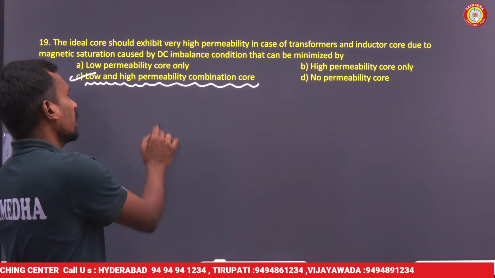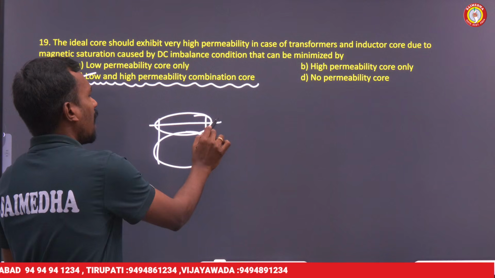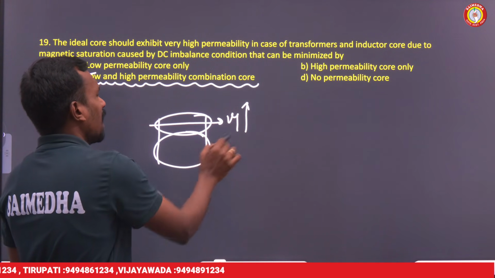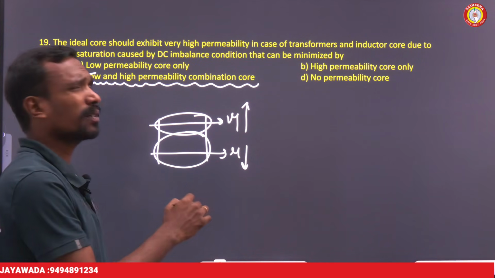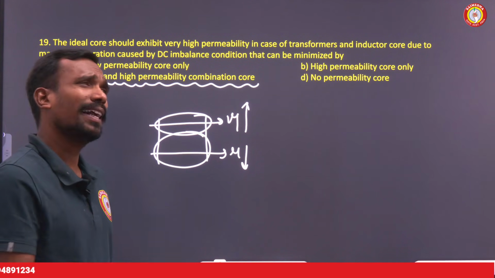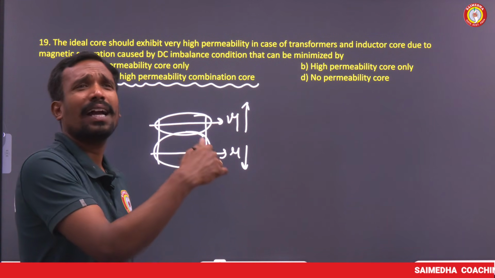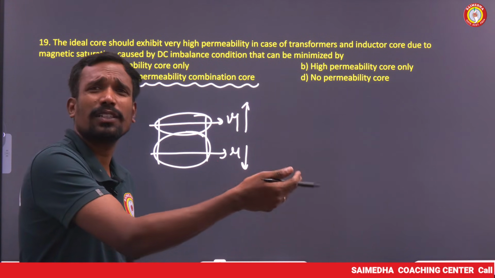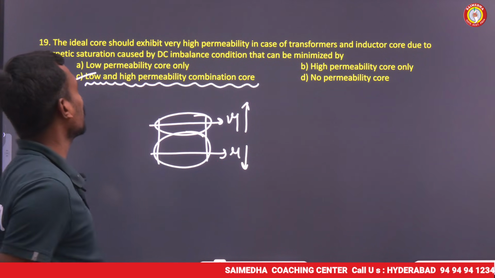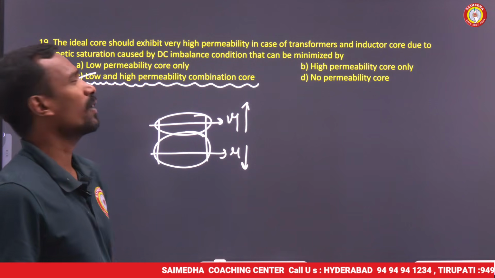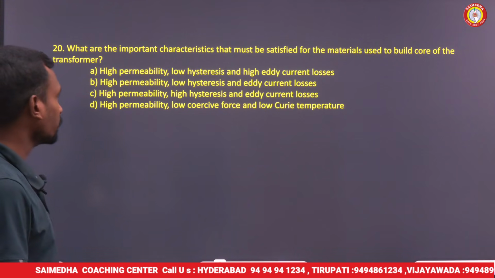Both will be there. In the transformer core, we should have both the high permeability combination as well as the low permeability. When we are using both combinations, at low reluctance path, it can choose high permeability. At high reluctance path, it can choose low permeability path. That's why we can minimize it by using a combination of low and high permeabilities. This is also a basic question.